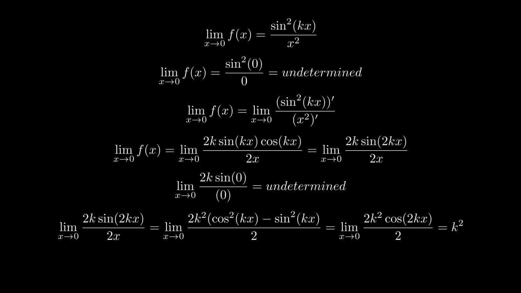And as x goes to 0, this will tend towards just k squared, as the cosine of the angle 0 is simply 1, and then you have 2k squared all over 2, so the 2's cancel. So the limit of your function tends towards k squared. Knowing that k squared is equal to 16, we have that k is equal to 4.